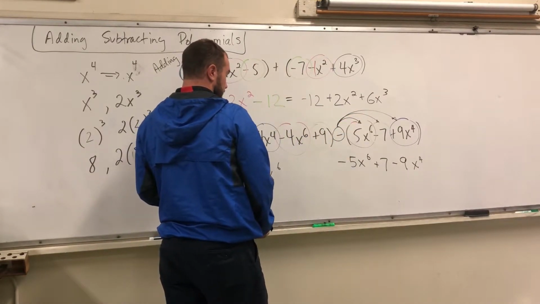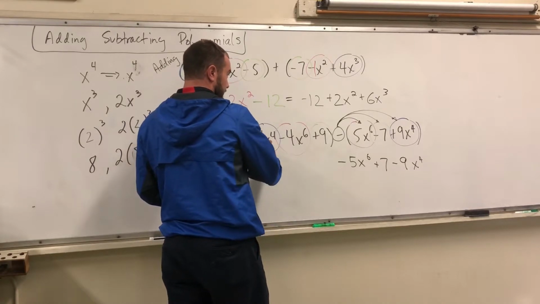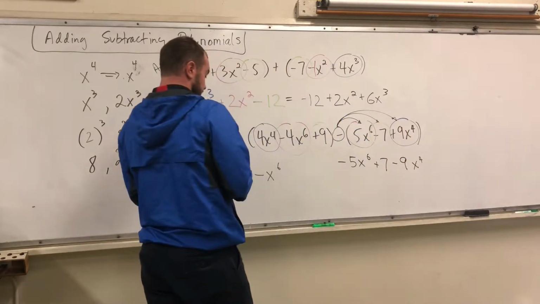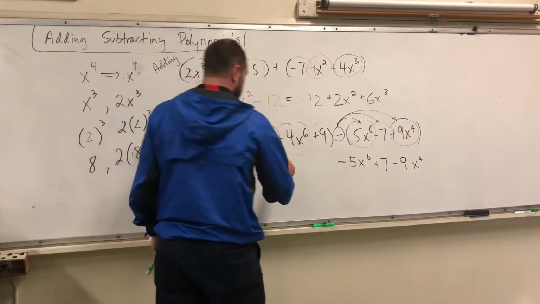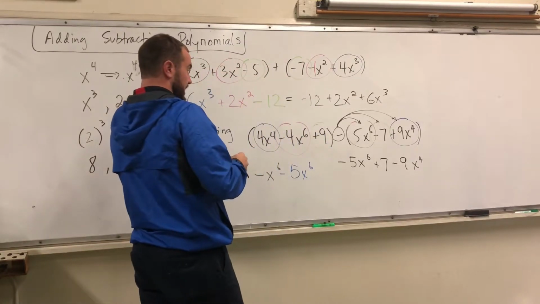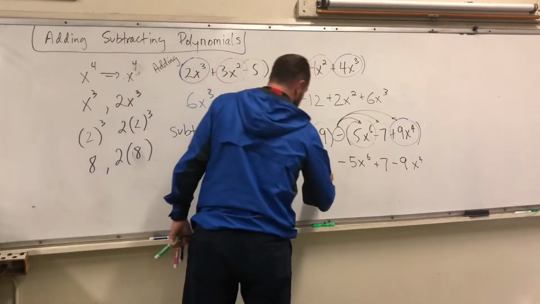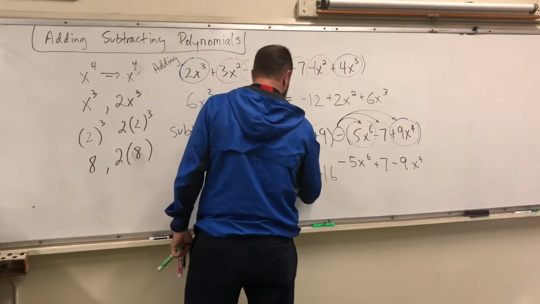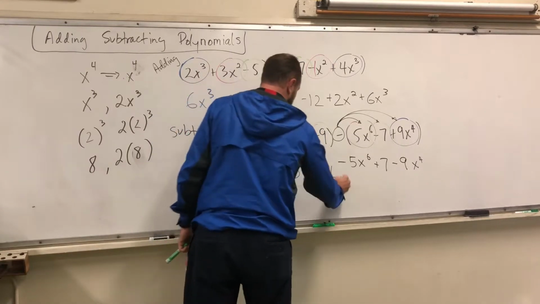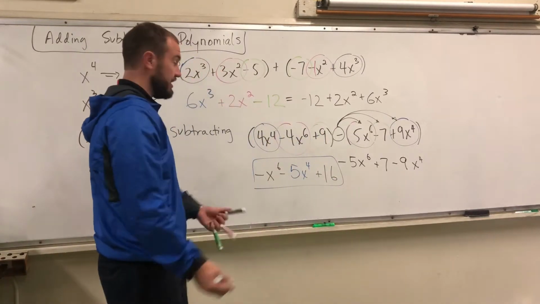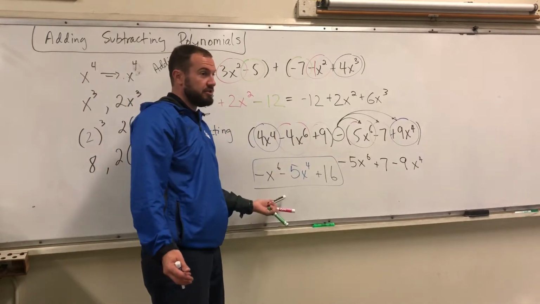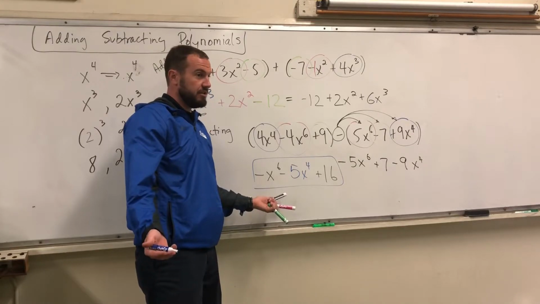Okay? Then you have the 4x minus the 9x, 4x minus the 9x. And then you have the 9 plus the 7. This should have been 16 there. Now again, I listed this in descending order, but if you had done the 4, then the 6, and then the 9, and that's how you listed it, that's the right answer.